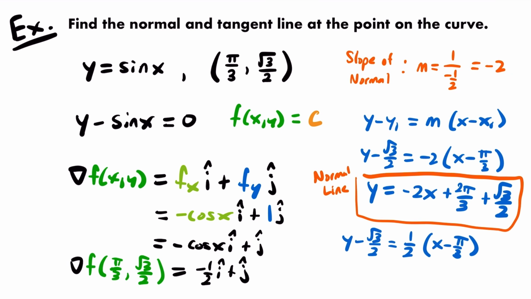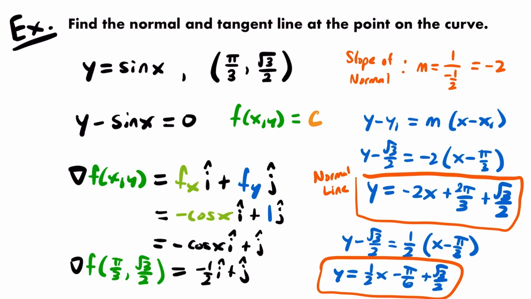And so again, simplifying, we get y is equal to 1/2 times x minus pi divided by 6 plus the square root of 3 divided by 2. I distributed 1/2 through this quantity and then added the square root of 3 divided by 2 to both sides of the equation to get this equation, which is the equation of the tangent line.